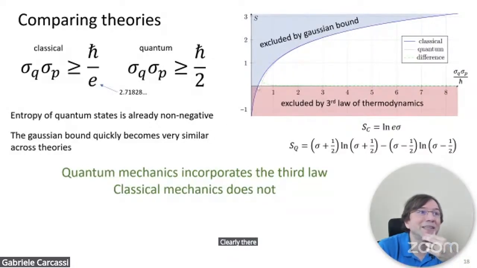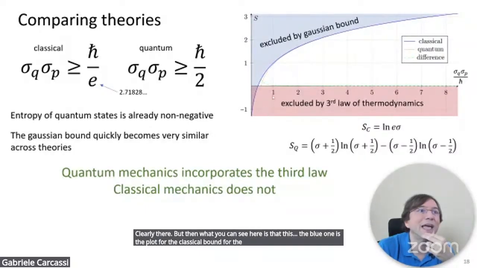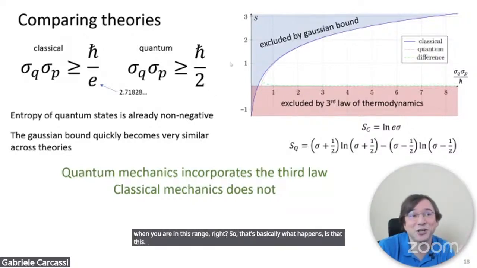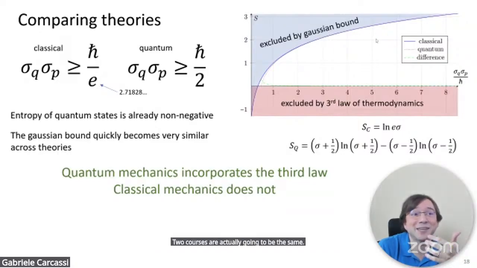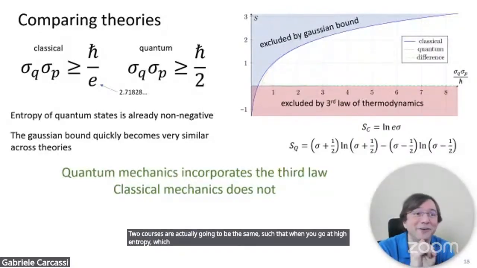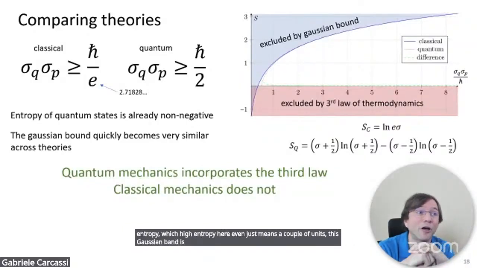But then what you can see here is that the blue one is the plot for the classical bound for the Gaussian bound, and the quantum one is this red one. And you can see that they already become very, very similar, even when you are in this range, right? So basically what happens is that these two constants are actually going to be the same, such that when you go to high entropy, which here even just means a couple of units, this Gaussian bound is actually the same for both theories.